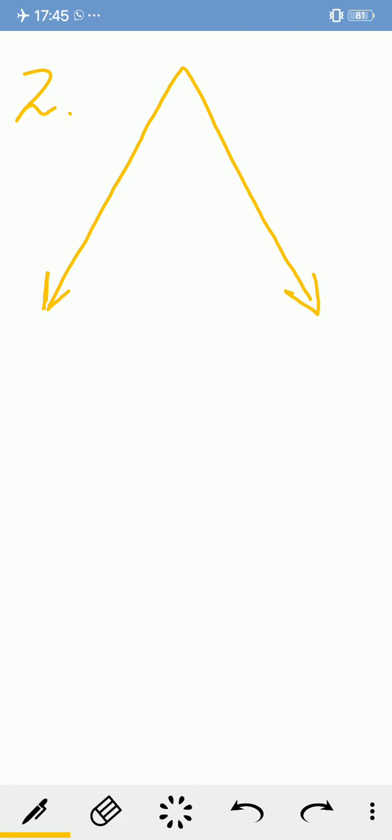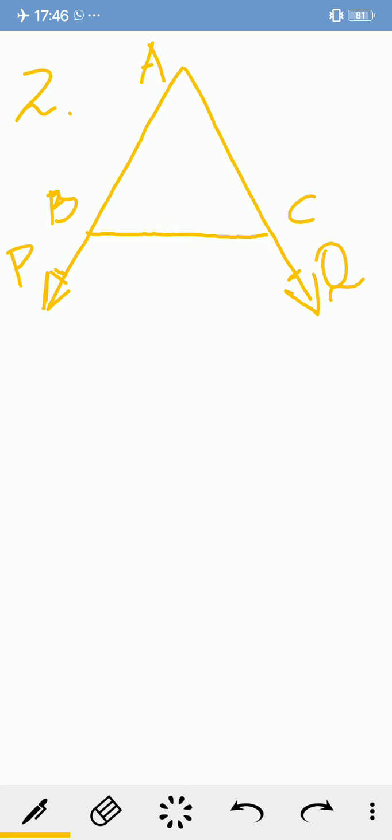Now let's have the next question, question number 2. Question number 2 says, in the given figure, let's draw the figure. It's like this. This is the given figure. A, then I have B, then I have C. This point is P, this point is Q.